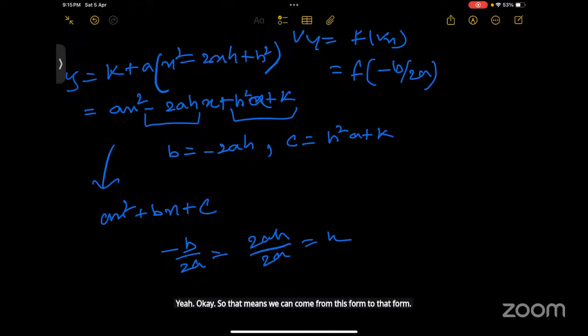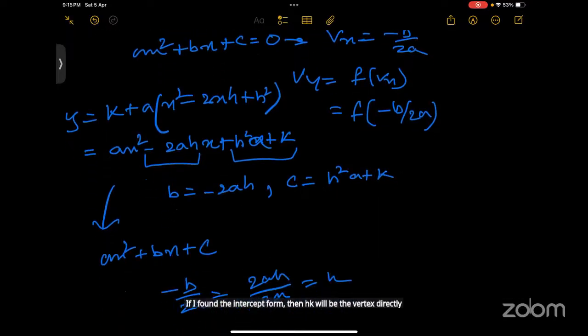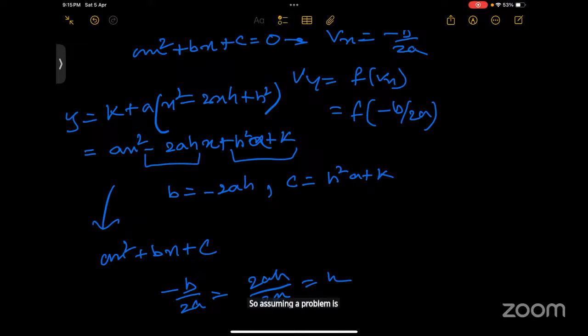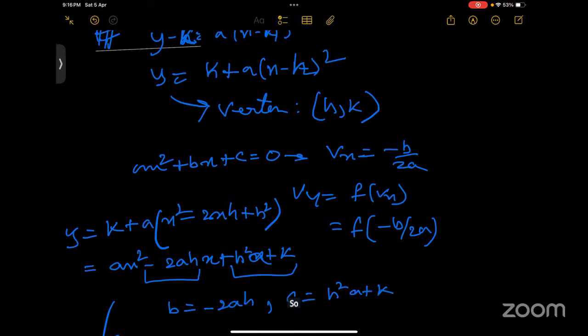So we can go from general to intercept form, and intercept to general. If I have the intercept form, then (h, k) will be the vertex directly. If I have the general form, we have to calculate with the definition, minus b by 2a. Okay. So assuming a problem is given where the equation is in the form y is equal to k plus a into (x minus h) whole square, and we are asked to find the root, then straight away we have to say h is equal to minus b by 2a, and solve that equation to find the root.